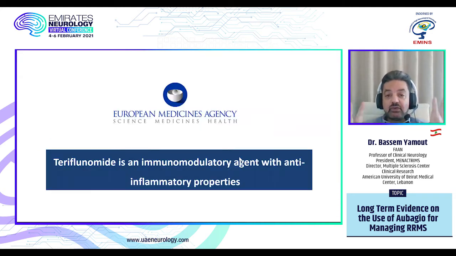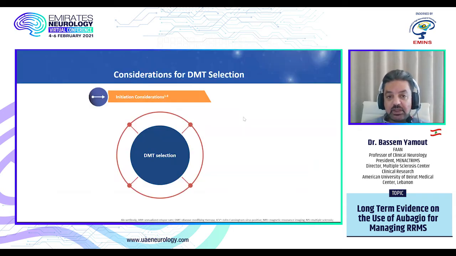Because of all of these findings, that it does not deplete lymphocytes completely, allows them to still proliferate, has no increase in serious infection, no increase in malignancy, no PML cases, mild lymphopenia, the European Medicines Agency labeled teriflunomide as an immunomodulatory agent, not an immunosuppressant agent, which is, of course, again, a very important label for us to talk about the long-term safety of the medication.